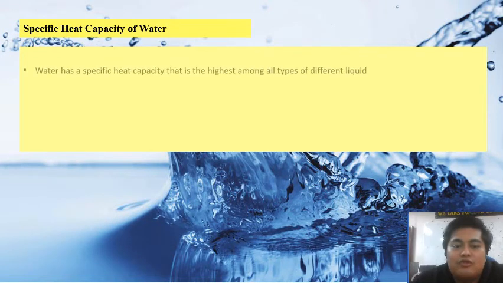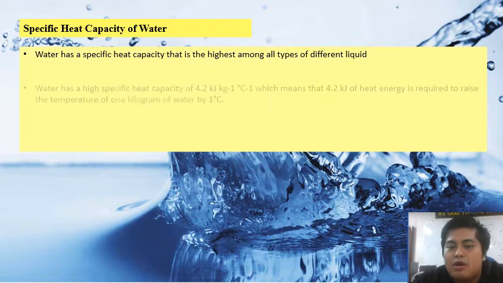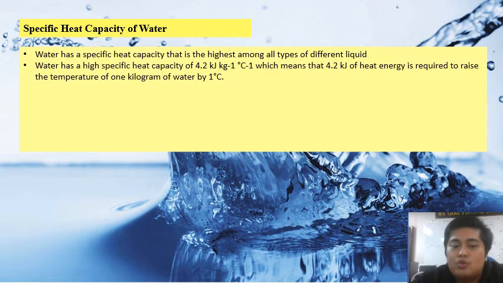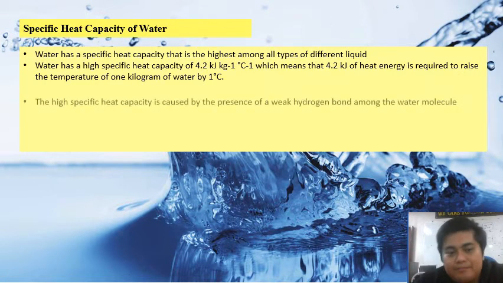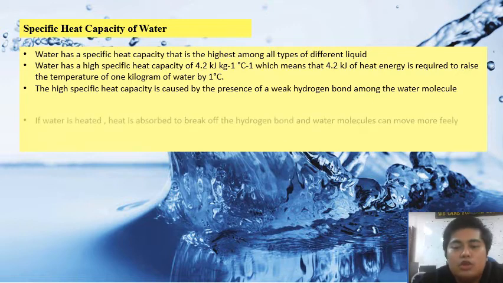Specific heat capacity of water. So, water has a specific heat capacity that is the highest among all type of different liquid. So, water has a high specific heat capacity of 4.2 kilojoule per kilogram per degree Celsius, which means that 4.2 kilojoule of heat energy is required to raise the temperature of 1 kilogram of water by 1 degree. So, the high specific heat capacity is caused by the presence of weak hydrogen bond among the water molecule.